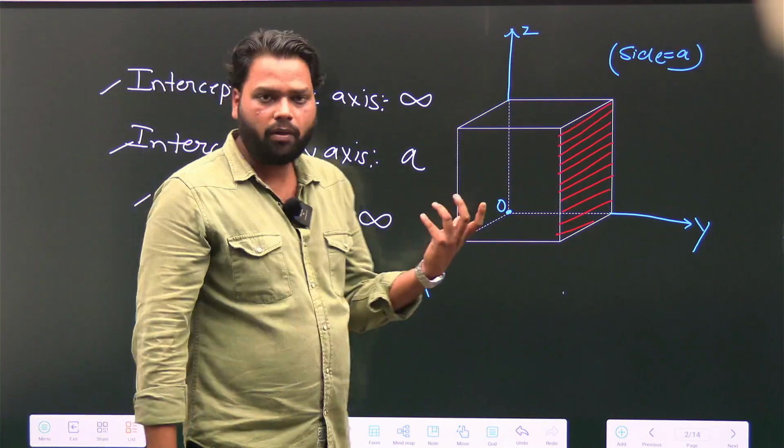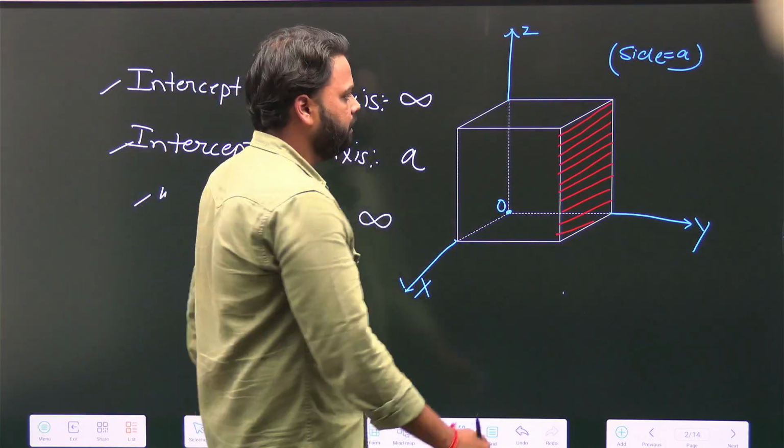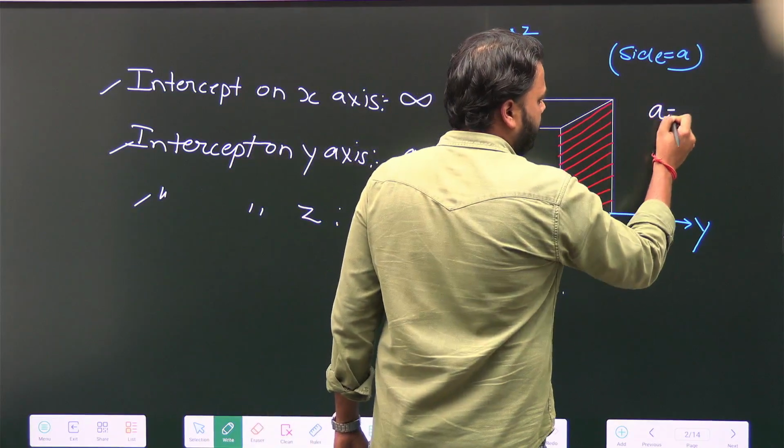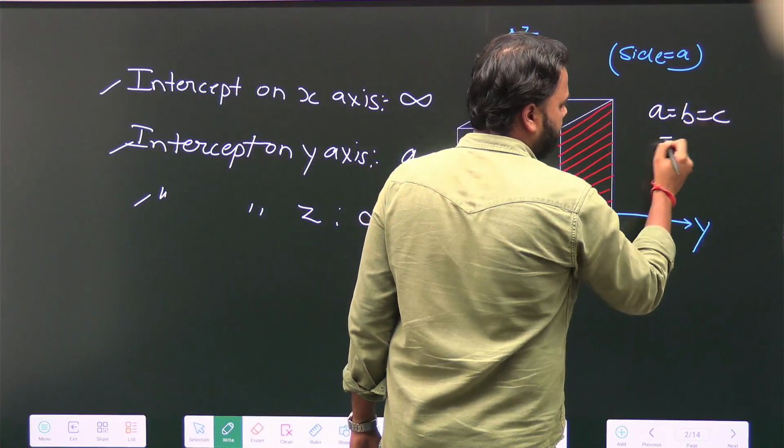Okay, and we know about the lattice parameter. What are the lattice parameters? For the cube, it is a equal b equal c, that is, let's suppose a.